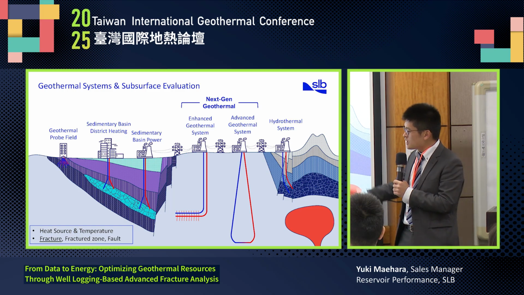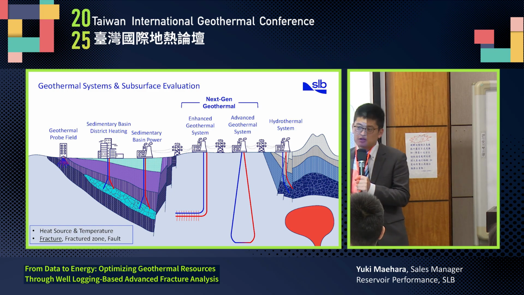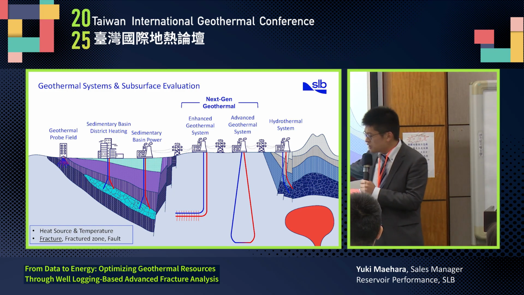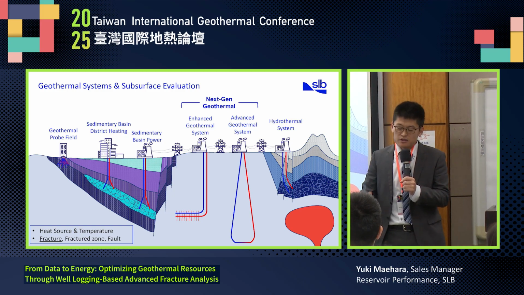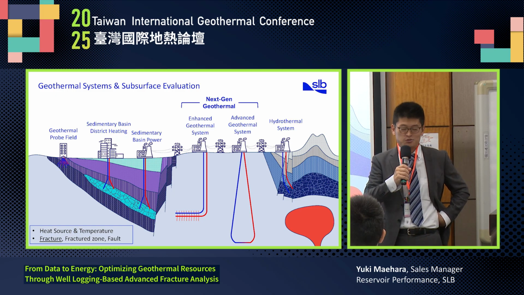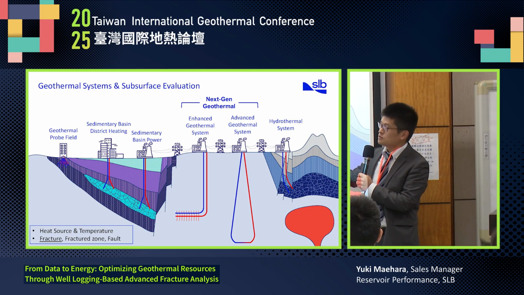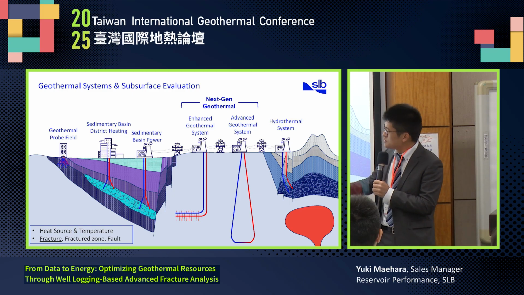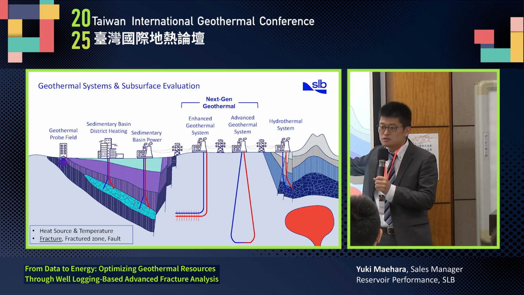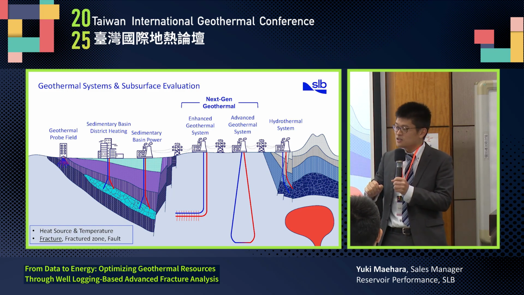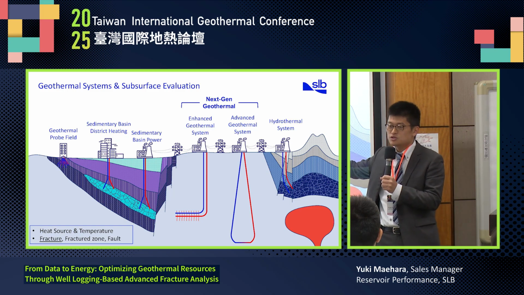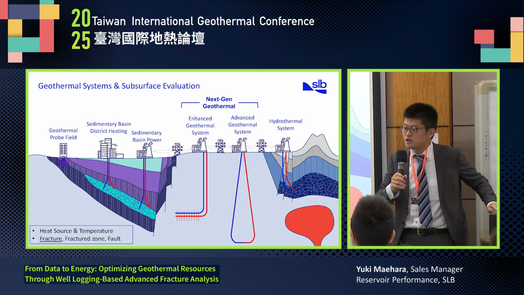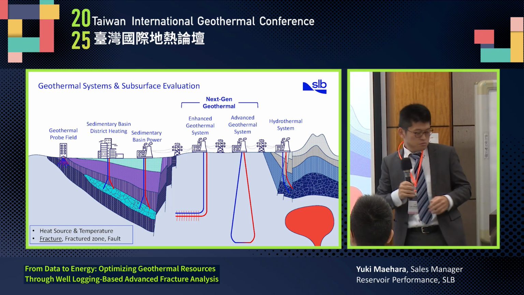Why? Because natural fracture can sometimes be harmful for hydraulic fracturing. So before hydraulic fracture design, we need to understand how natural fracture is distributed. And the same thing happens with closed loop, because if you have permeable natural fracture, the fluid circulating in this closed loop will be leaking out. So this is why, even for next generation geothermal, it is very important to understand how natural fracture is distributed.